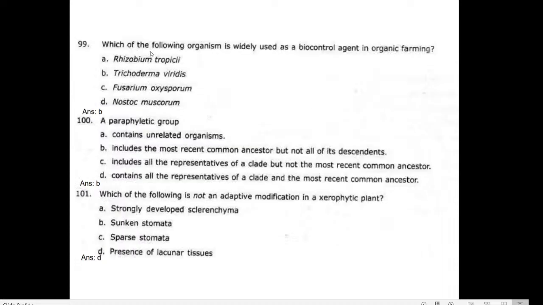Next question: which of the following organisms is widely used as a biocontrol agent in organic farming? Here, some species work in a biocontrol mode, some in a monocontrol mode. The biocontrol mode and monocontrol mode are not a big deal.